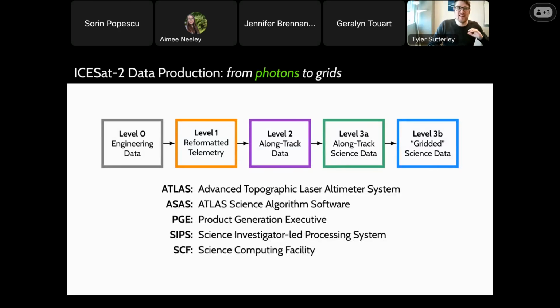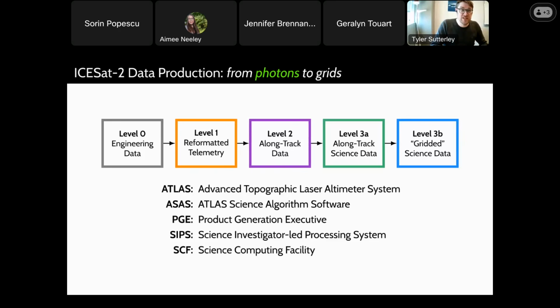So starting with the data that is downlinked from the satellite, that's our level 0. That gets repackaged a little bit and some other variables are added in level 1. And then level 2 is the big one. That's the along-track geolocated photon height product. That is latitude, longitude, time, and height for every single photon close to the surface that ICESat-2 collects. This is trillions of photons, and so it's gotten to be a very big product.